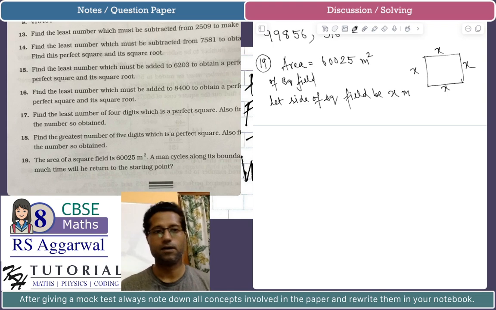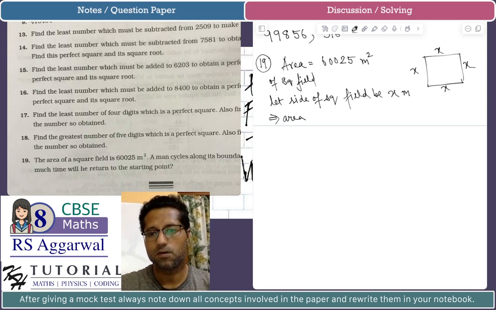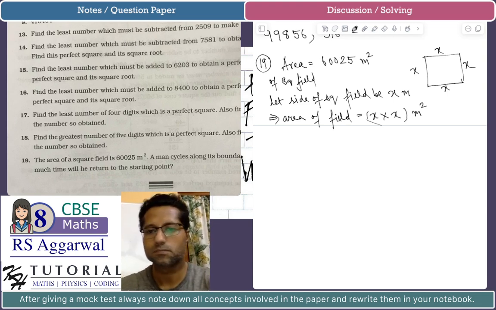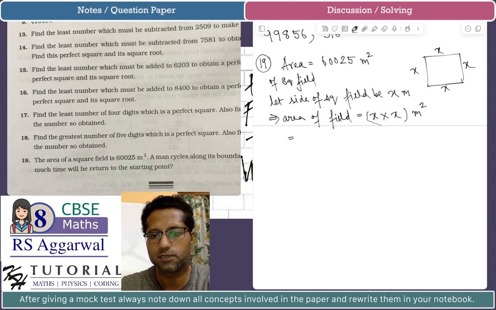Okay, let a side of the square be x meter. This will imply the area of the field will be equal to x multiplied by x, this much meter square. Since it is a square, we know the area of a square is side square. This is equal to x square meter square.